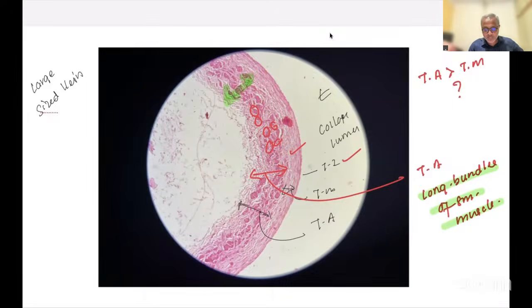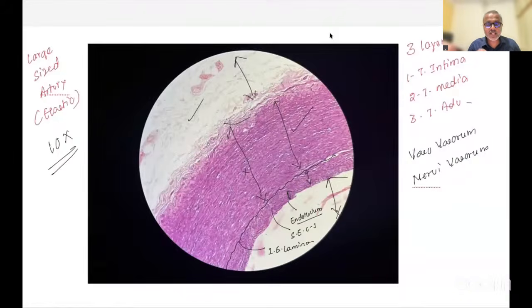Fine. So we will quickly revise. This is the slide of a large-sized artery or elastic artery. Elastic artery is made up of three layers: tunica intima, tunica media, and tunica adventitia. Tunica media is the thickest layer. Tunica intima is made up of endothelium, subendothelial connective tissue, and internal elastic lamina. Internal elastic lamina is not distinct in elastic artery.